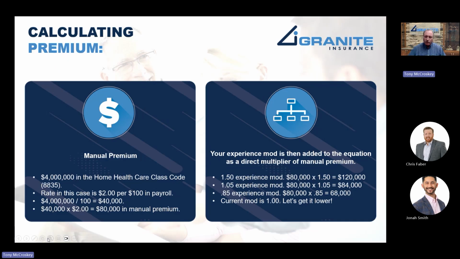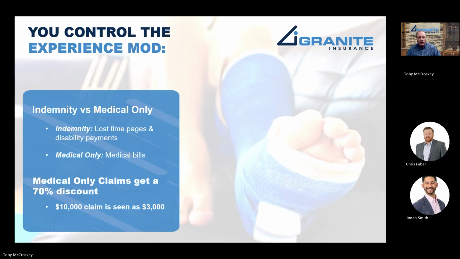So if your mod is 1, the goal is to get it lower, and you see why now. The best part about this is you actually control the experience mod to a degree. Indemnity versus medical only. Indemnity means lost wages. Medical only bills, all the insurance companies pay medical bills. Here's the important part: 70% discount for medical only. So if there's a $10,000 claim, it's seen as $3,000. If it's $100,000, it's seen as $30,000. But that medical only discount makes a huge difference in your experience mod. It should be your goal to have every claim be a medical only claim.